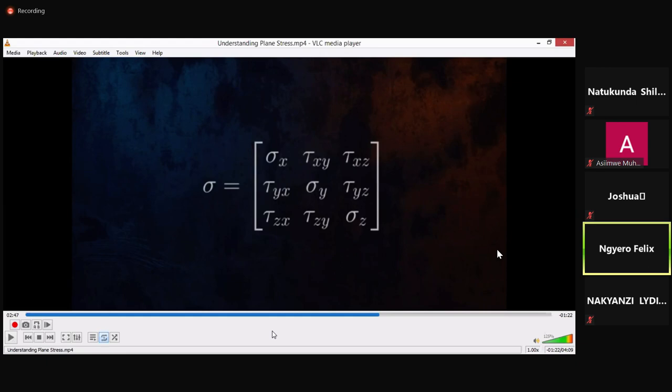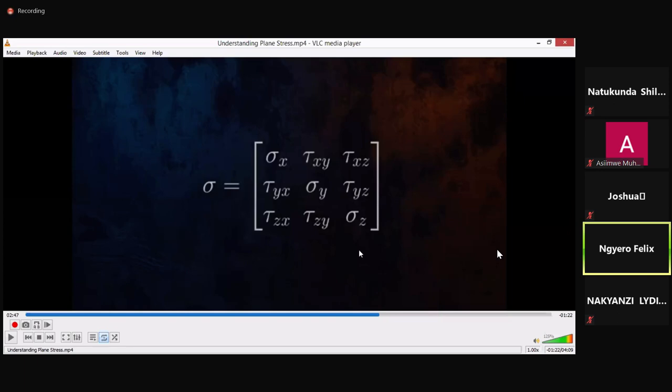Now, this is the point. This part here is not quite clear, because it says the stress tensor for a three-dimensional element is a 9x9 matrix. But this is not a 9x9 matrix, is it? No, it's not. It's a 3x3. It should be a 3x3 matrix. There are nine stress components, and you can put them in a matrix, and it's a 3x3 matrix.